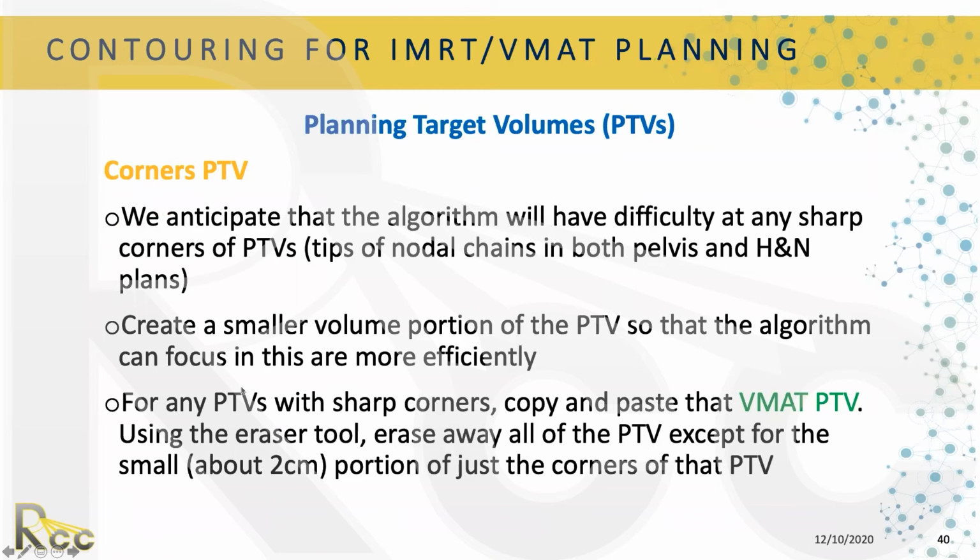Also, we have corner structures that we create for the PTV, because in general, we anticipate that the algorithm will have difficulty when there are sharp corners on the PTV. For example, when you're on the tips of the nodal chains in pelvic cases or head and neck cases. So we're going to be creating these small volumes on the PTV, so the algorithm can focus on that area more efficiently. So for any PTV with sharp corners, you're going to copy and paste that VMAT PTV that we created before. And using just the eraser, you can erase away all of the PTV except the small area, which can be 2 centimeters, just including the corners.